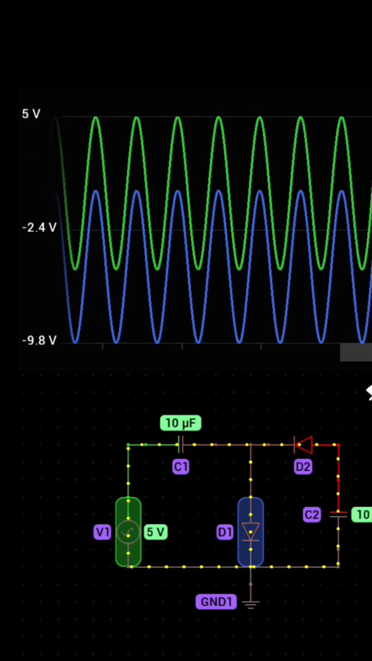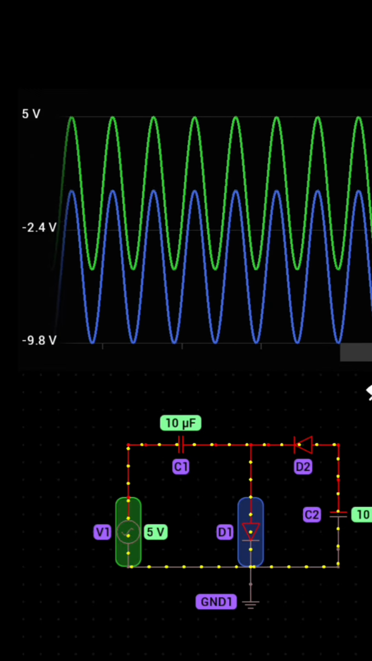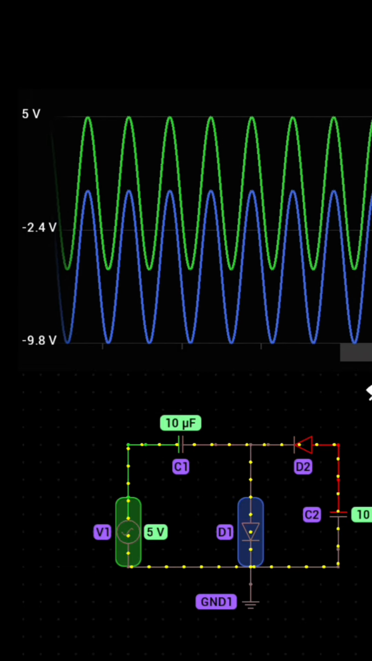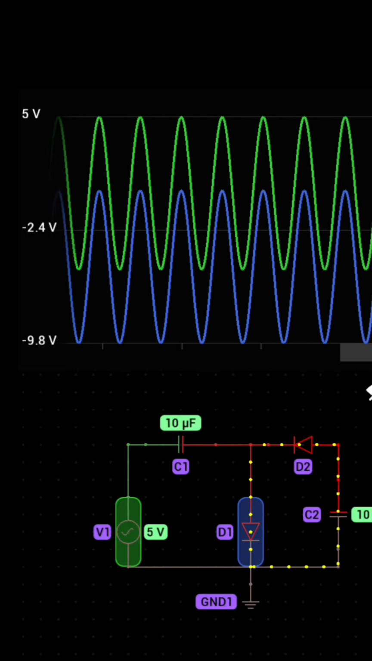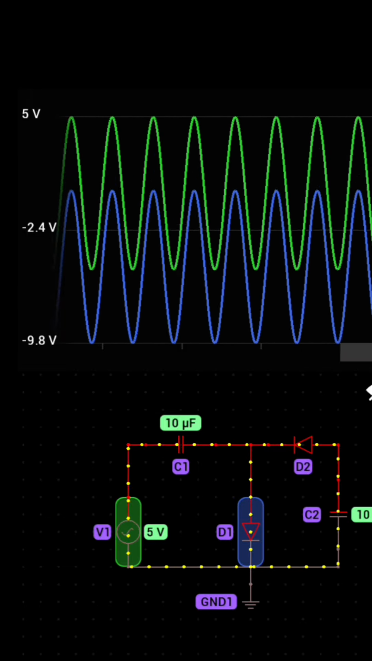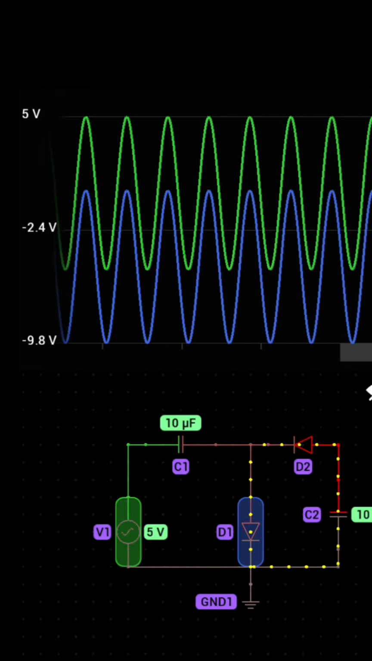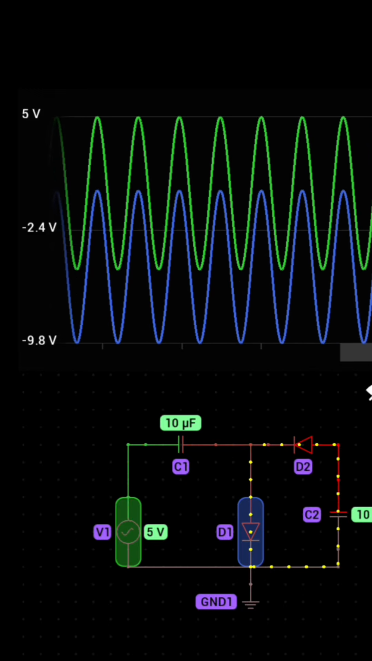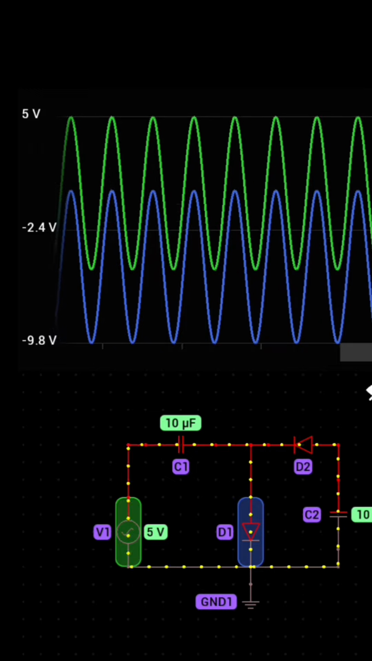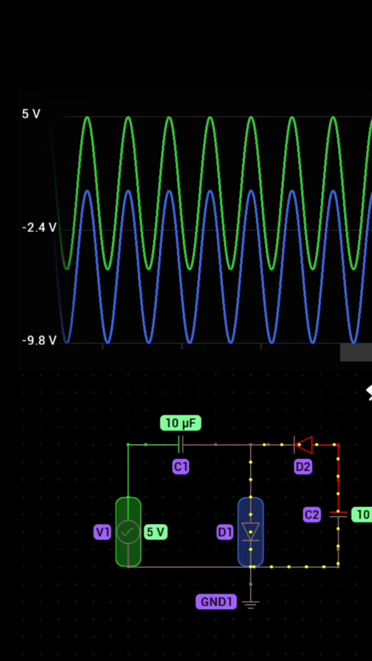AC stands for alternating current, meaning the voltage swings back and forth between a positive value like 5 volts and a negative value like -5 volts. Capacitors are components that can store electrical charge. In this circuit, they are used to store and combine voltages. You have a capacitor with a value of 10 microfarads.